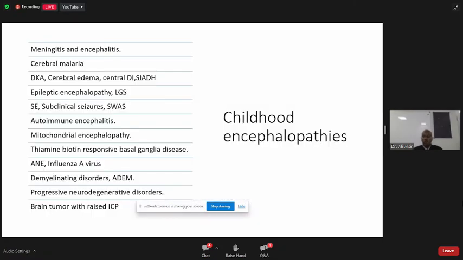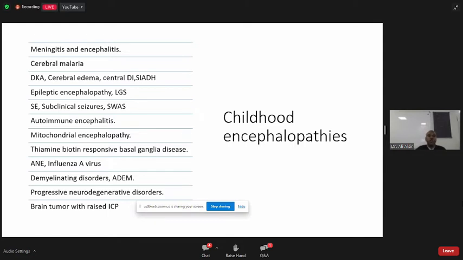Moving on to another group of patients, childhood encephalopathies. The etiologies are extensive, and the list is very long, starting from meningitis and encephalitis. Cerebral malaria also is very important to be addressed in Sudan. Specifically during our residency, we saw a lot of patients who present with convulsion and encephalopathy, and sometimes neurological deficit, cerebral edema, and so on.